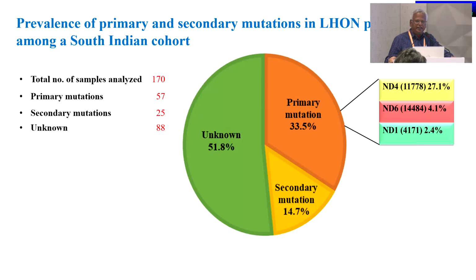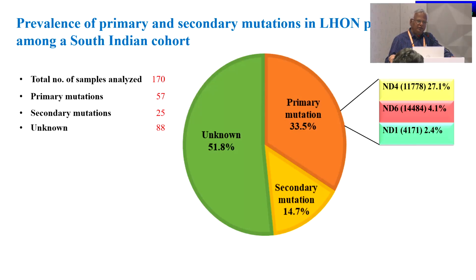The problem in India: if we take LHON cases abroad, 95% of LHON patients are positive for the primary mutation. In our case, it is a very, very low frequency. We can't detect more than 30% or 40%. That's what we are addressing.